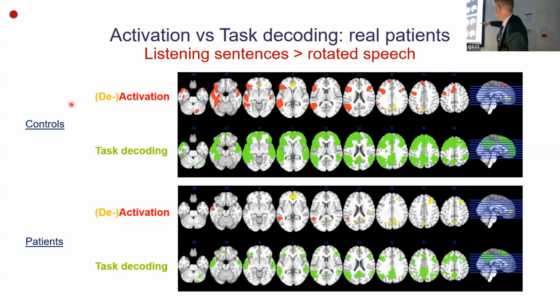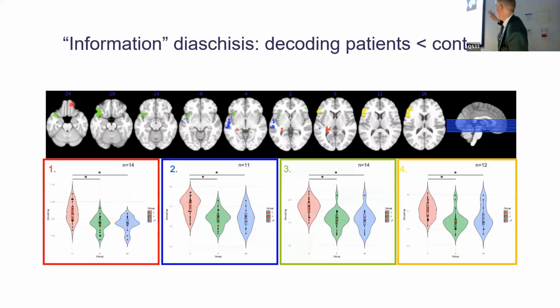But it drops off a bit in the patients. And if you do a statistical difference between controls and patients for the task decoding, we found four areas that are less in the patients than the controls. Interestingly, it's not just the patients who got a lesion there. So in these violin plots, the green and the blue are the patients who preserve that brain area. And so it shows that even if you've got that brain area intact, they're showing lower decoding. So we're calling this informational diaskesis.